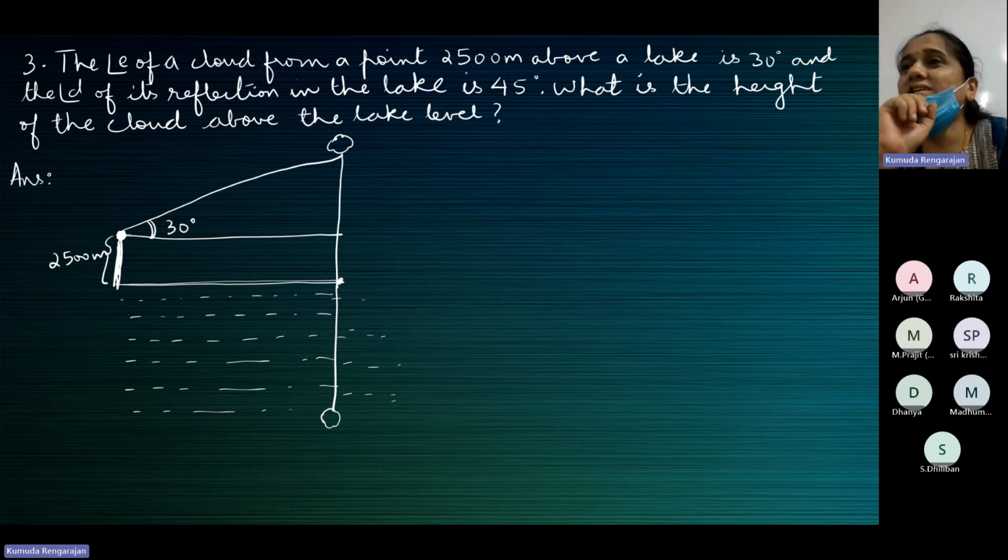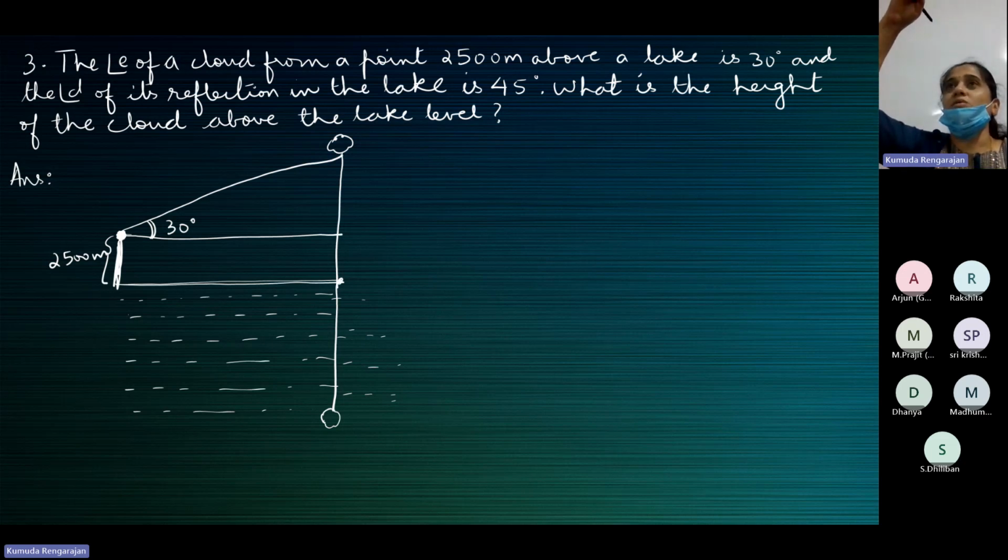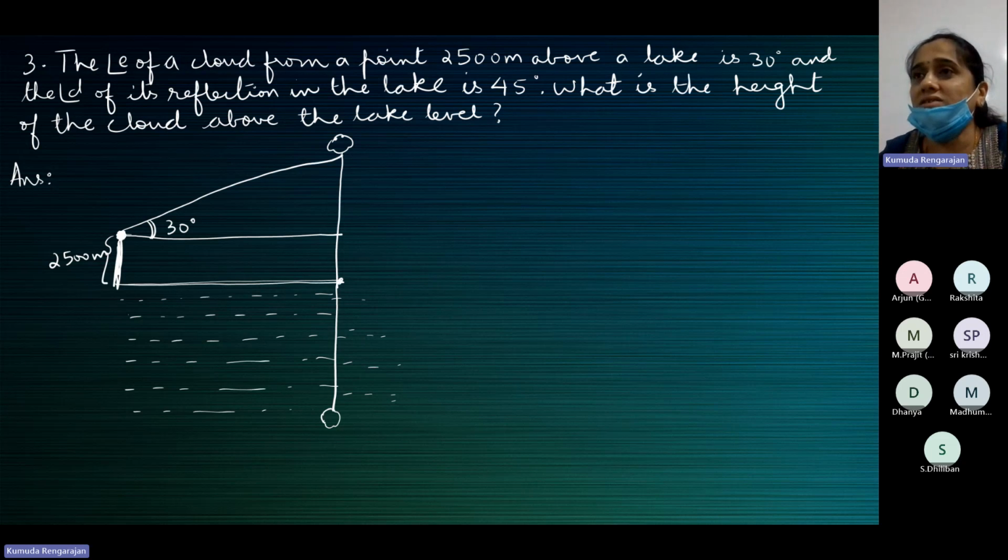What is your doubt actually? The reflection will not be on the surface of the water. It will be down. Whatever is the height of the cloud above the ground, at the same distance below in the water, the cloud will be reflected. It's like when you stand in front of the mirror. The distance between the mirror and you will be equal to the distance between the mirror and your reflection. Your reflection will not be just on the surface of the mirror, right?